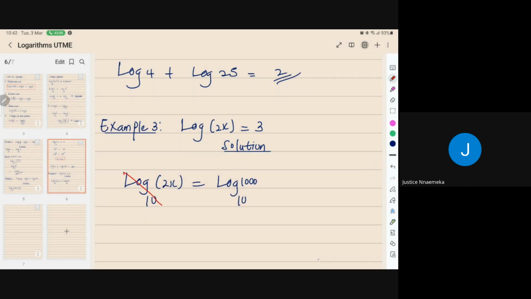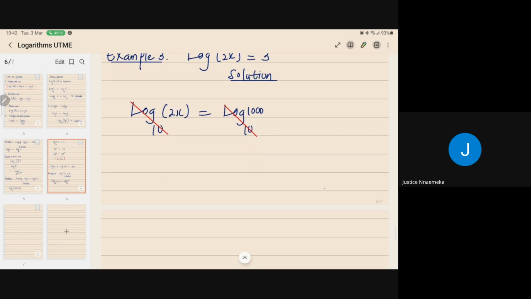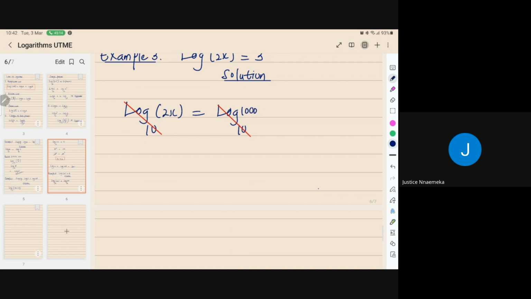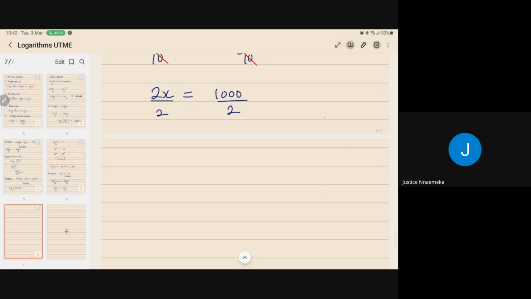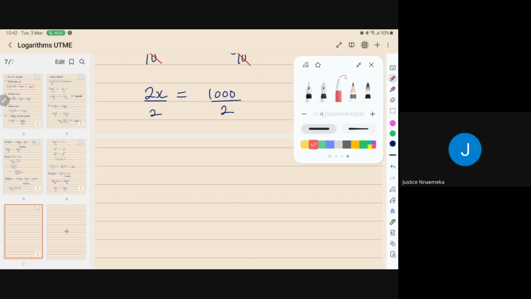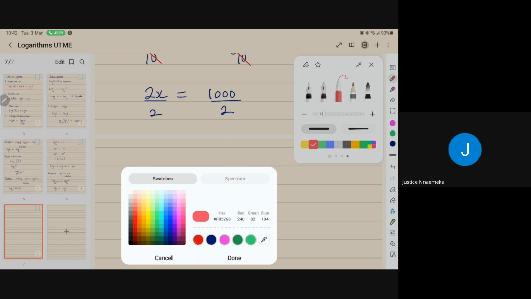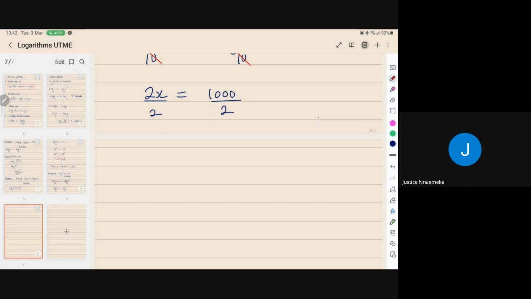So now this cancels here, this cancels here. So we're going to be left with 2x equal to 1000. So I'm going to divide both sides by 2, divide this side by 2 as well. And when I do, this will cancel through. So we'll cancel out, this will cancel out. Therefore, x will be equal to 500.